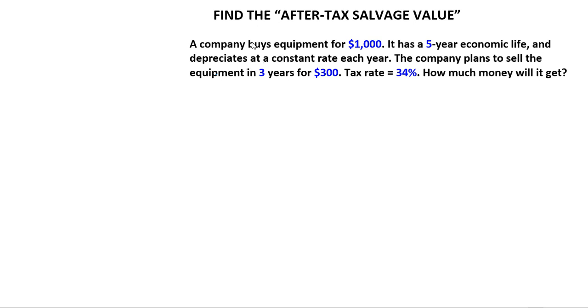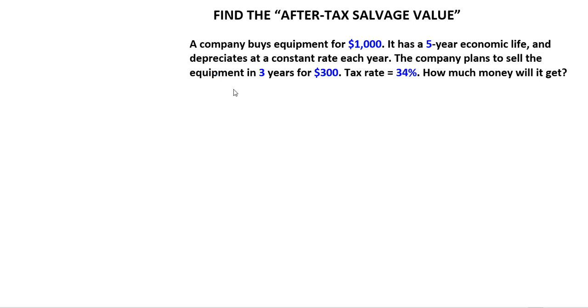In this problem, we have a company that buys equipment for $1,000. This equipment has a 5-year economic life and depreciates at a constant rate each year. The company plans to sell the equipment in 3 years for $300. The tax rate that the company faces on its taxable amounts of money is 34%. And the question is, how much money will it get for selling the equipment in 3 years?